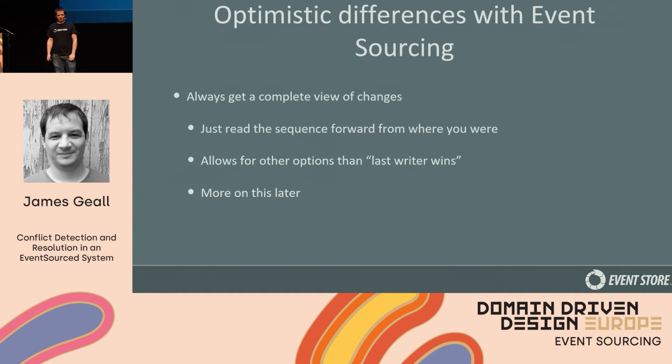Differences with optimistic concurrency in event sourcing: you always get a complete view of what changed. So when you do get a concurrency failure, if you want to know what's changed, versus an RDBMS, you don't have to do all of this calculation. You can just say, well, I started there. In order to know what's changed, I just read forward to the end of the stream. That gives me a list of everything that changed. That will allow us to do some more interesting things later.